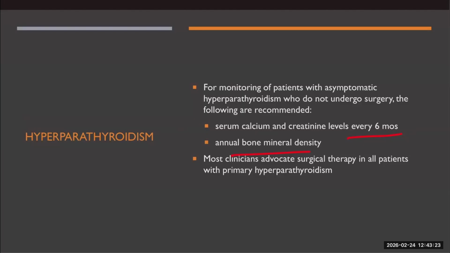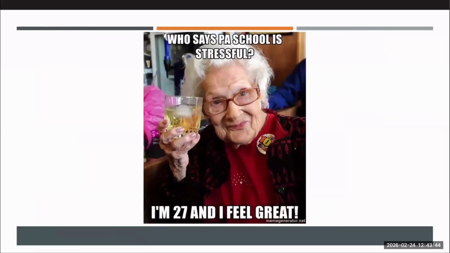Most clinicians will advocate for surgical therapy in all patients with primary hyperparathyroidism. Why not secondary? Because the parathyroid is not the problem in secondary. It's an underlying cause. Treat the renal failure and whatnot. There you go.